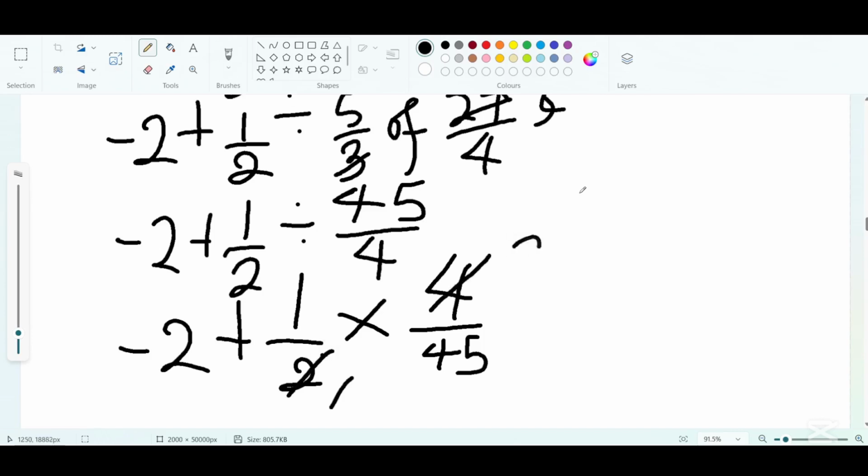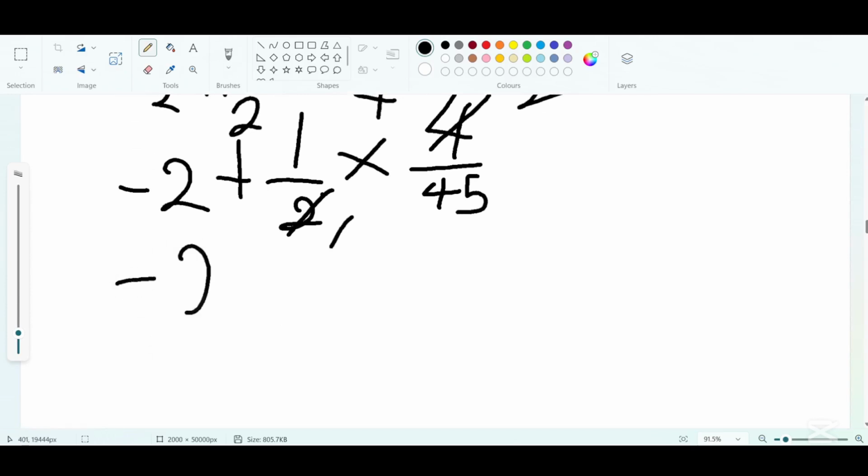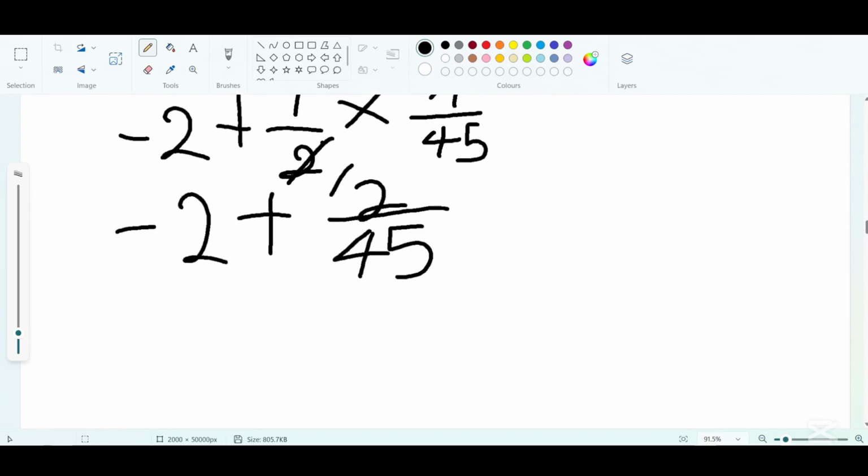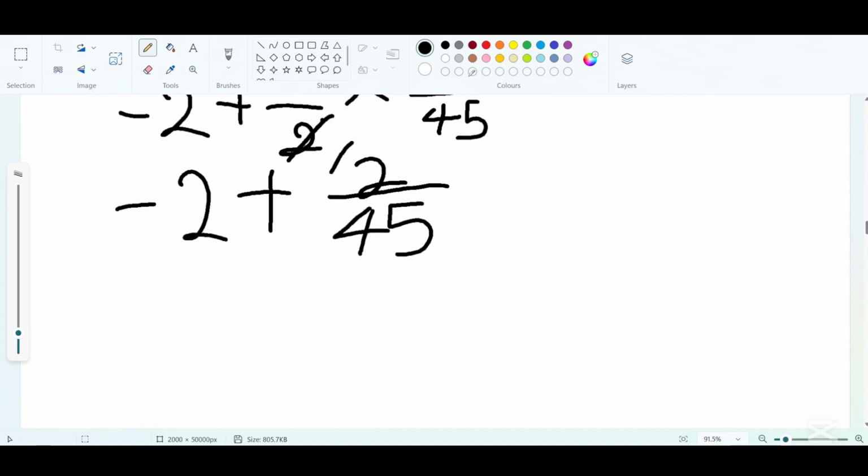2 here 1, 2 here 2. So this is now going to be minus 2 plus 1 times 2, that will be 2 all over 45. So 2 all over 45. So that is what we have now. So at this point, we will now add this. This is addition now, which is the last thing we are going to be dealing with.